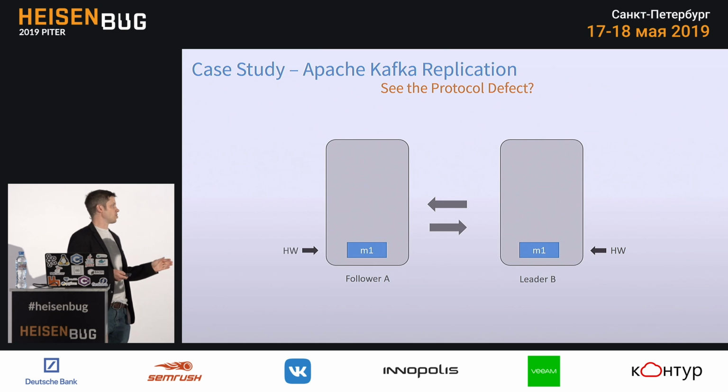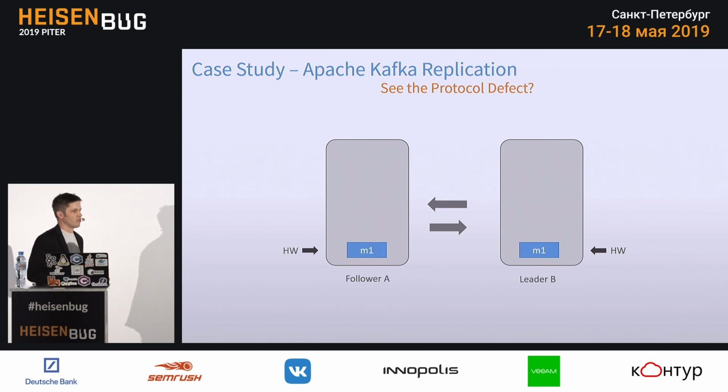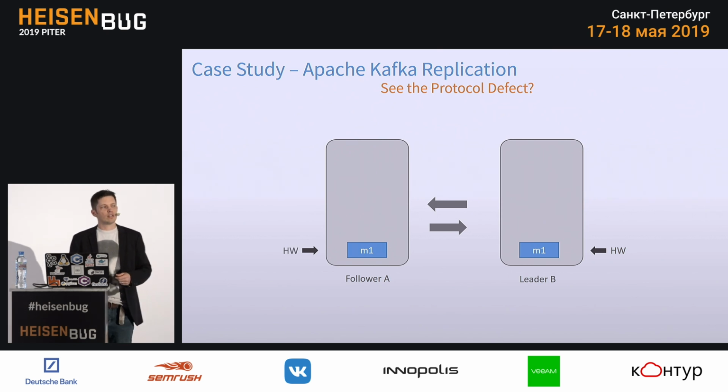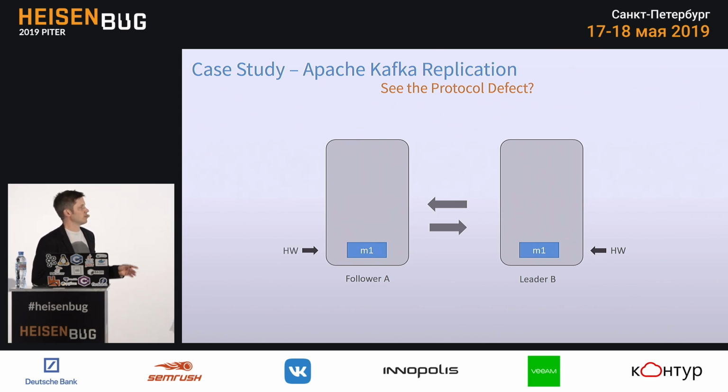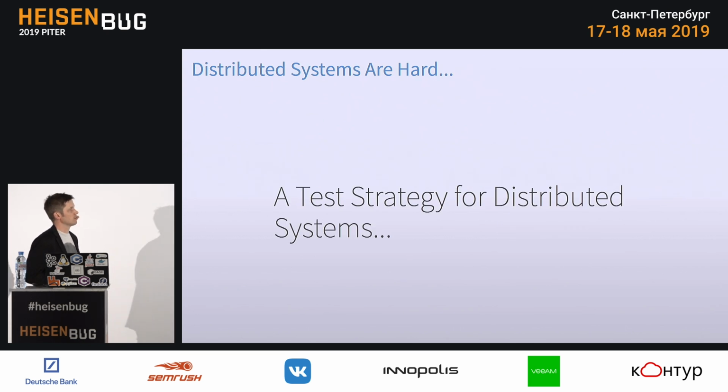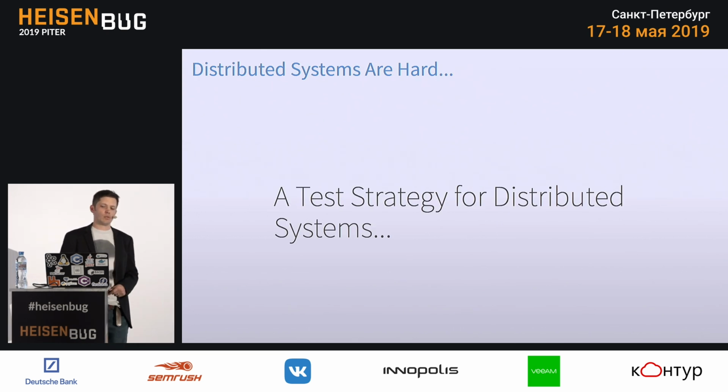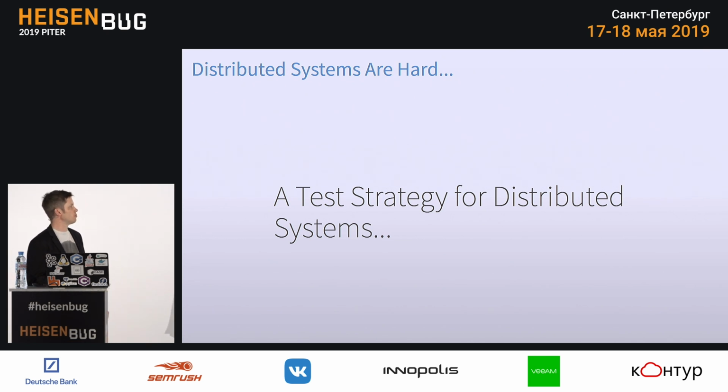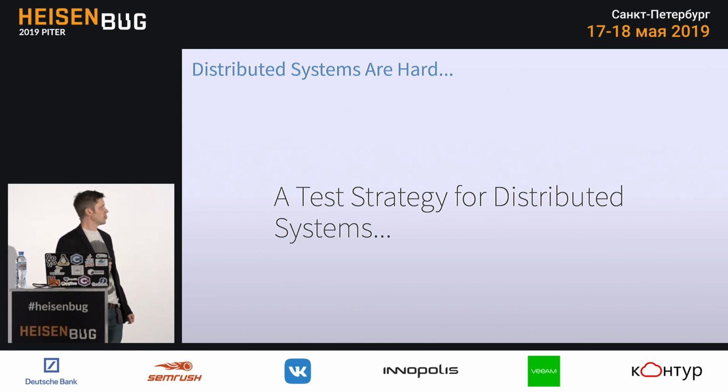So the point of this is that it's quite a rare event that you would have a follower reboot, and then the leader fail or reboot just after that. But it can happen. It's one of these edge cases, and distributed systems are full of these edge cases. And so we need a strategy for how we can build distributed systems where we can avoid these protocol defects as far as we can. And that's what this talk is about. And we'll be using Kafka as a case study.